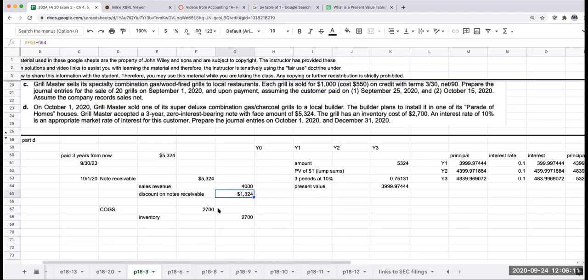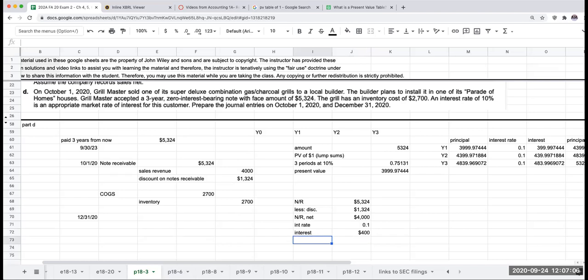So I record this initially on October 1st like this, then on December 31st, 2020, 3 months have elapsed. So I need to figure out how much interest I have. I take the note receivable, which is $5,324, less the discount, or $1,324. It gives me notes receivable net, or $4,000. My interest rate annually is 10%, so my interest is 4,000 times 10%, or 400.